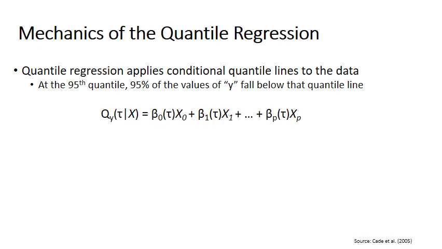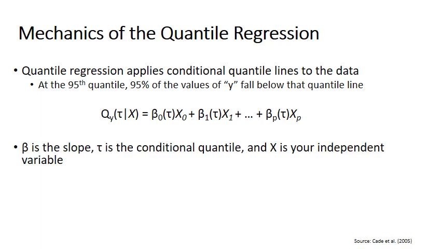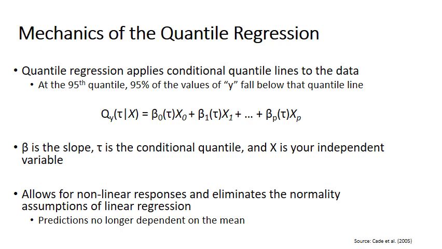The most simplistic equation that describes quantile regression is this one. Beta is your slope, tau is your conditional quantile, and chi is your independent variable. Quantile regressions allow for nonlinear responses, and it actually eliminates the normality assumptions of linear regression. It eliminates almost all of the assumptions of linear regression. So it frees people up, and your predictions are no longer dependent on the mean of your data.